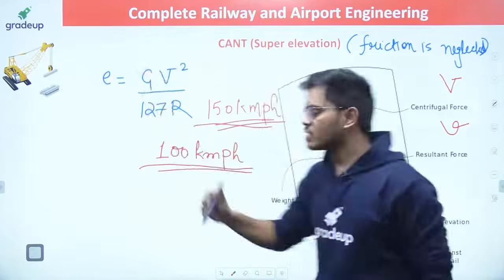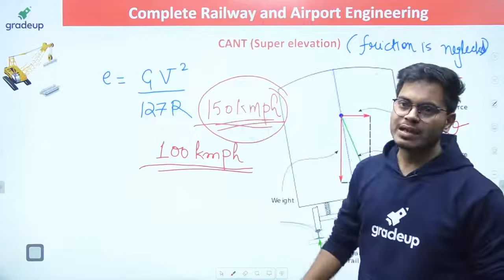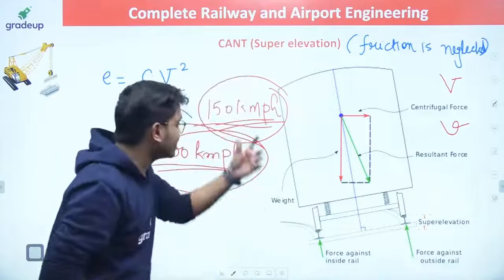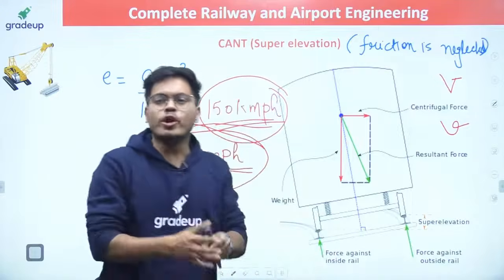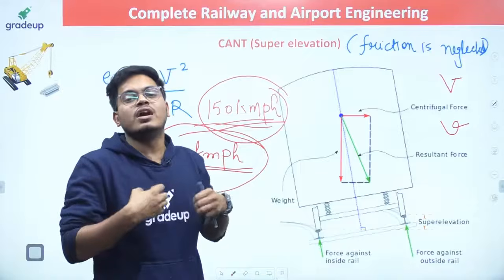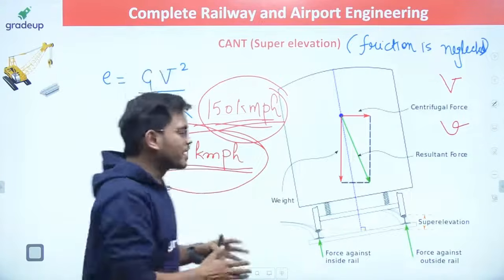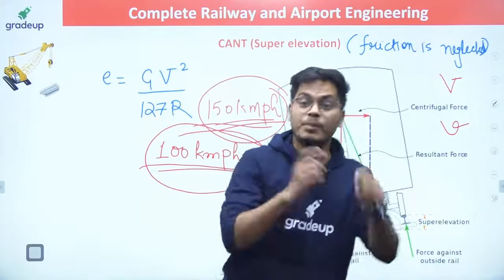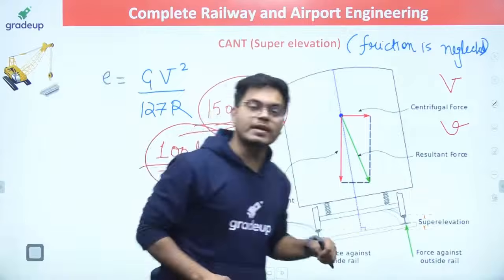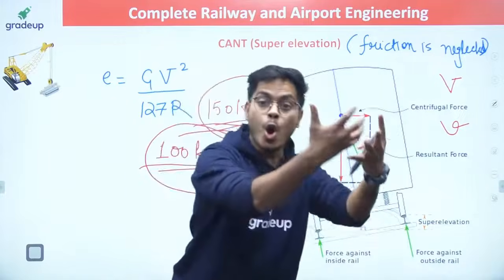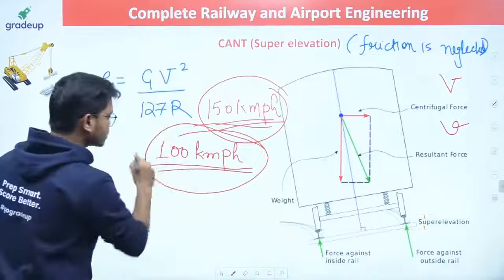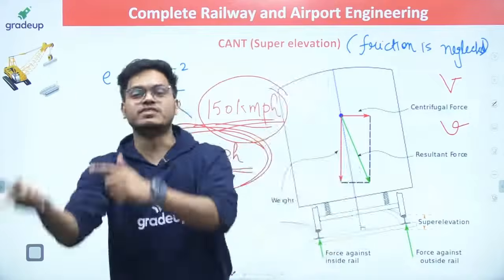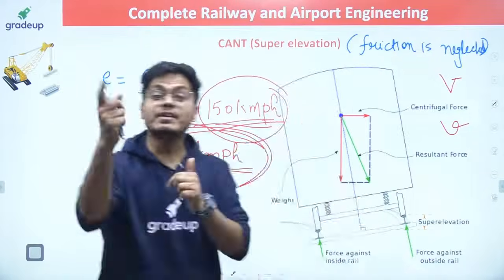It is very obvious that it will require more super elevation, but the super elevation provided is for this velocity. Then guys, what is going to happen? This particular 150 kmph train is going to feel a deficiency of the CANT, because for this train we should have more CANT. We have provided this one for 100 kmph. So that is known as CANT deficiency.